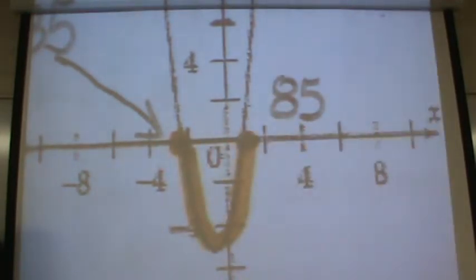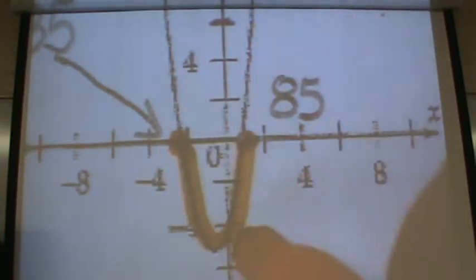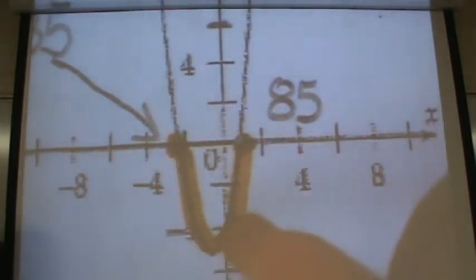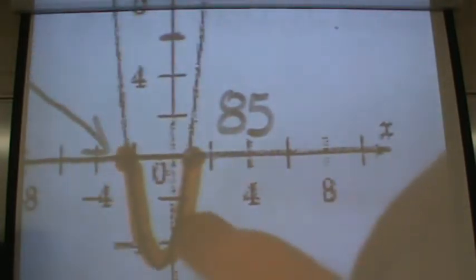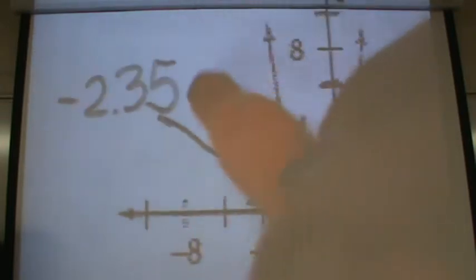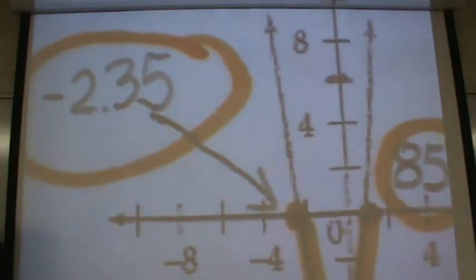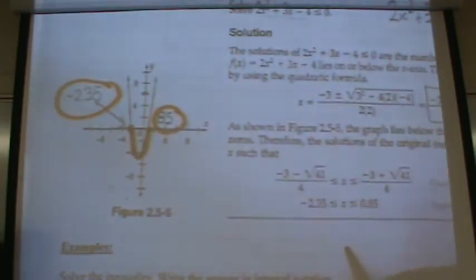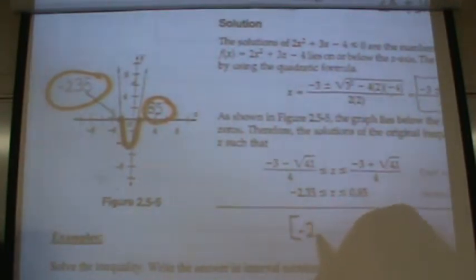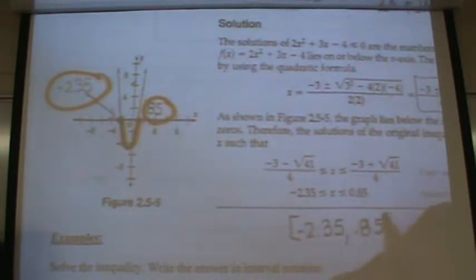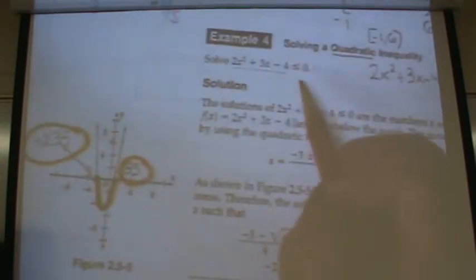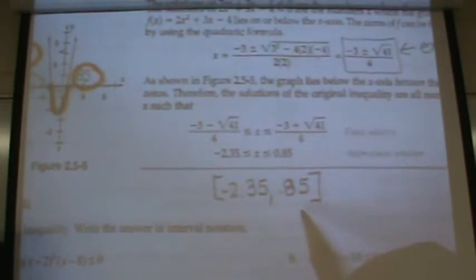So this is the solution. This is the region of the graph that is below the x-axis. All of these x values are less than or equal to 0, including that and that. So how are you gonna write this answer? Go ahead, Nick, you got it. Okay, so it's bracket, negative 2.35, comma, 0.85, bracket. Excellent. What if this bar was not here? It'd be parentheses. These would both be parentheses.